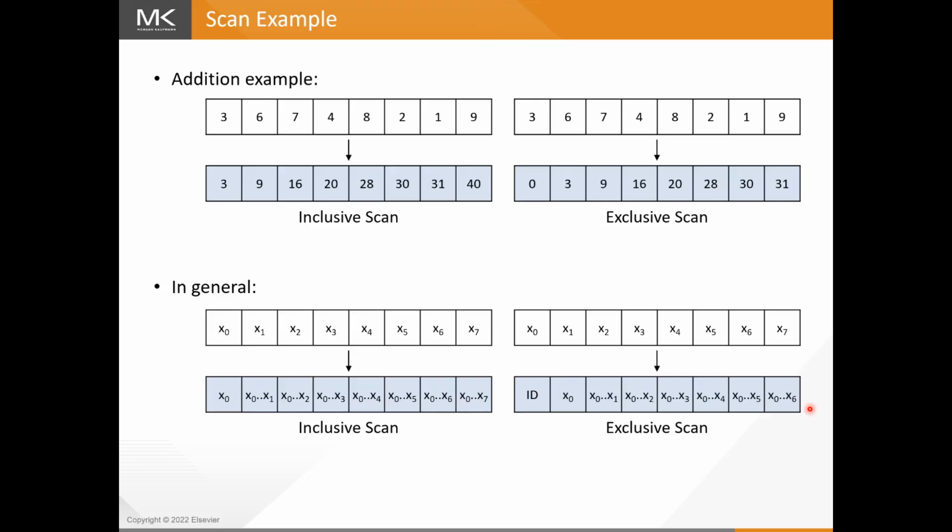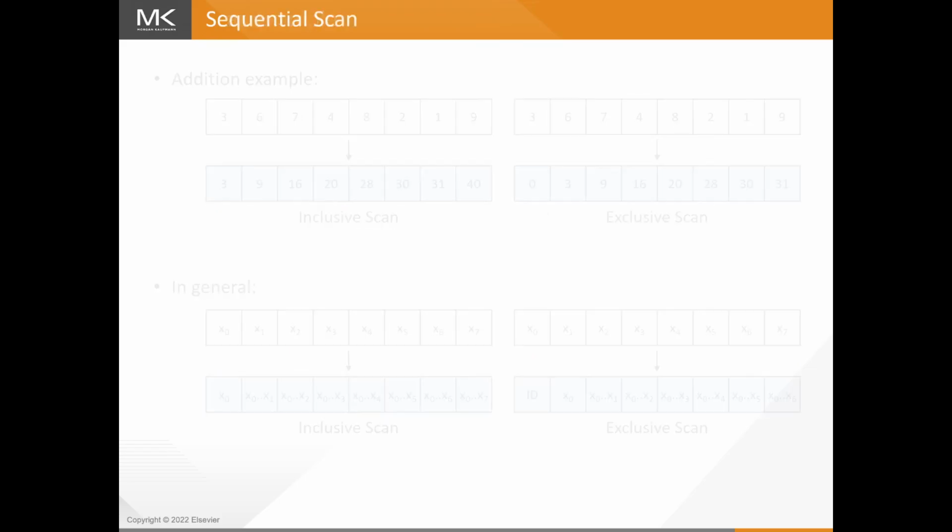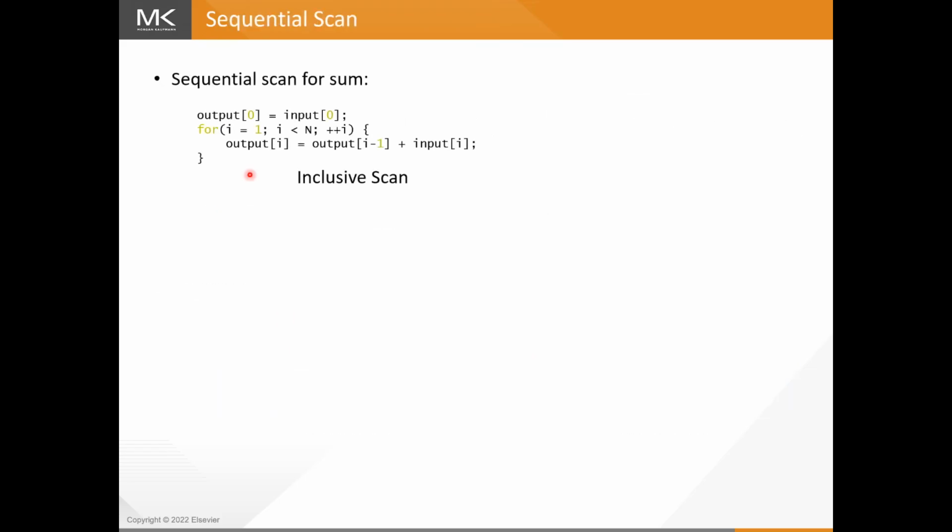Okay, so if I were to implement scan sequentially, what would I do? Previous output plus the current input. Right, exactly. I would iterate through this array, and in each iteration, I would take the previous output element, add it to the current input element, or apply the operator to the current input element to get the new output element. Exactly. So the code for that would look like this.